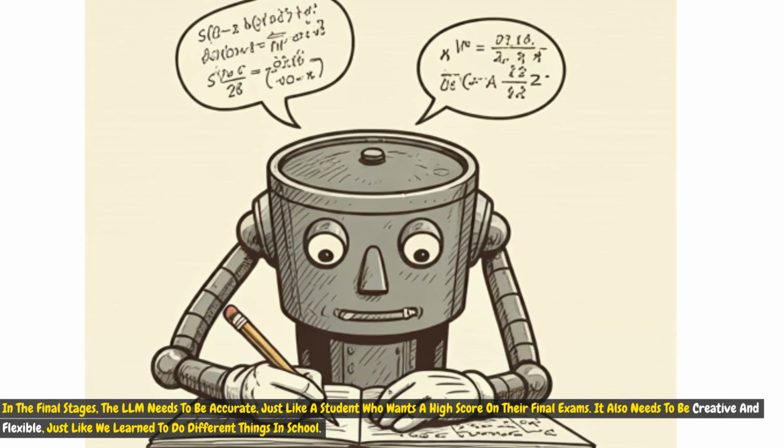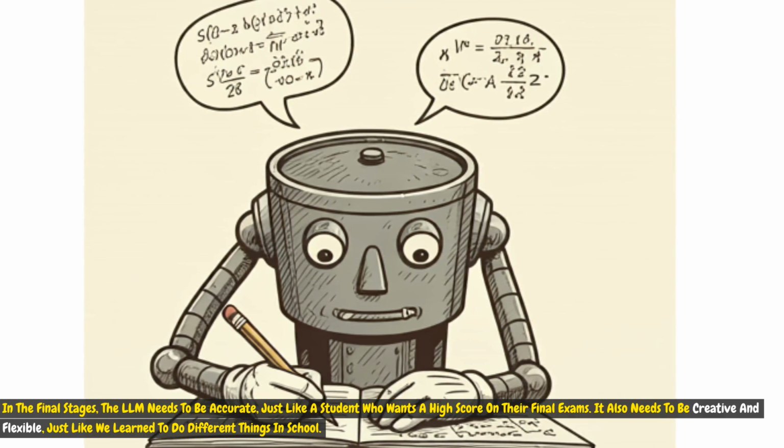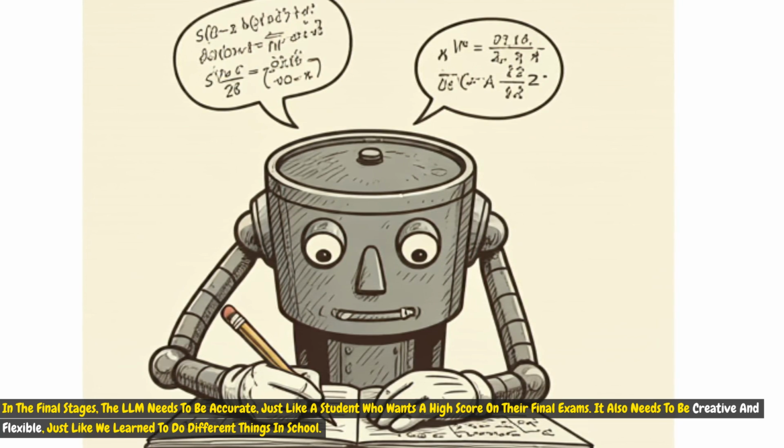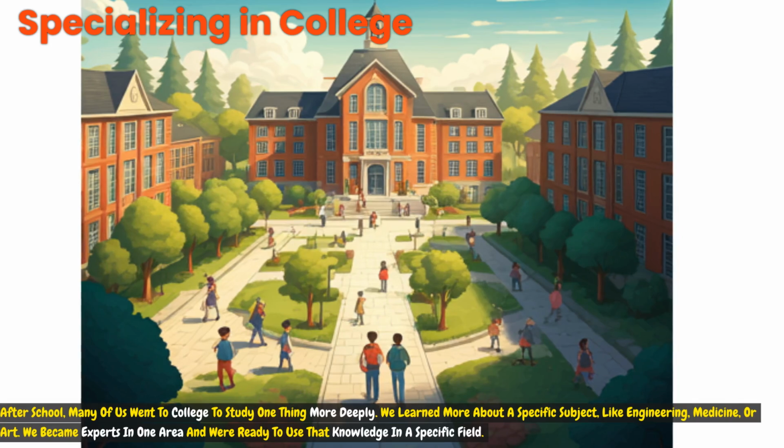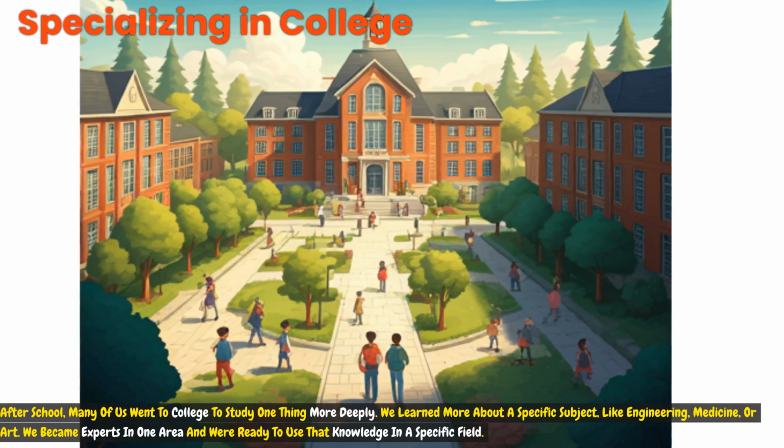In the final stages, the LLM needs to be accurate, just like a student who wants a high score on their final exams. It also needs to be creative and flexible, just like we learned to do different things in school. After school, many of us went to college to study one thing more deeply.